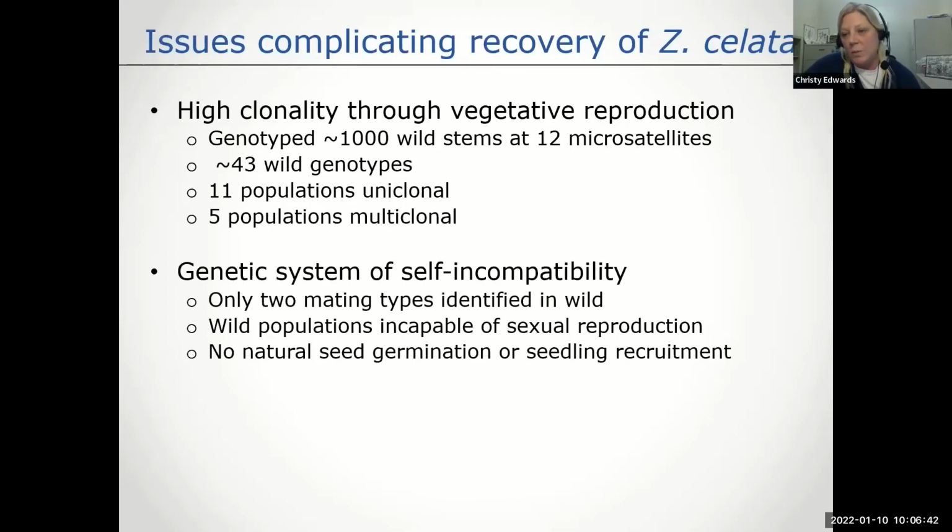So this is one of those species that has a genetic system of self-incompatibility, and there have been some cross-pollination experiments, and they've identified only 2 mating types in this species. And it turns out that in every single population, there's only a single mating type. So essentially, there's no natural sexual reproduction occurring in any population of the species. And there's also no natural seed germination or seedling recruitment occurring.